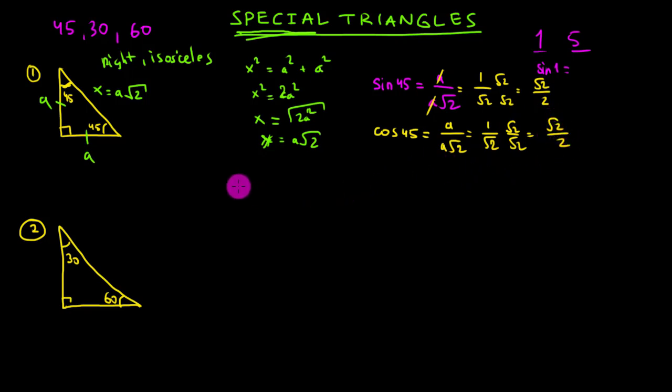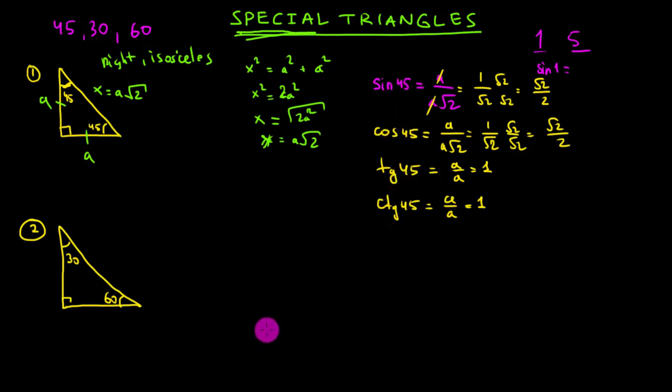Okay, so let's check what tangent is. Tangent 45, yeah. We know tangent is opposite over adjacent. So opposite over adjacent would be a over a. So it is just 1. Cotangent 45 is adjacent over opposite, which is also a over a, and this is also 1. So for the angle 45, you can certainly know what sine, cosine, tangent, and cotangent are.